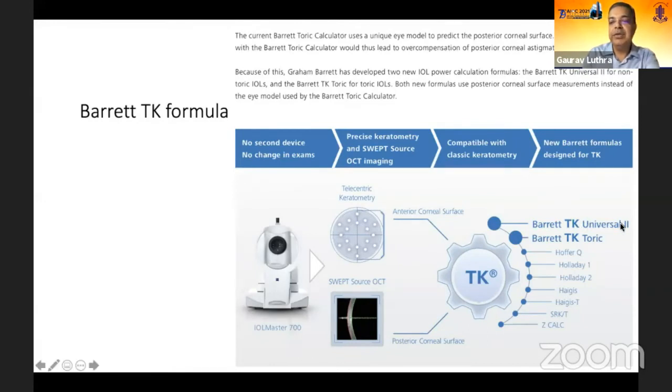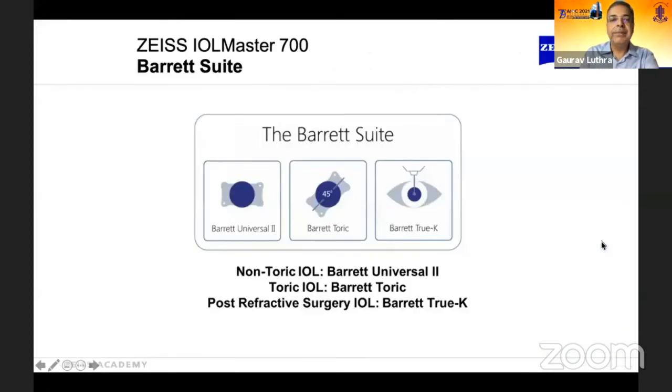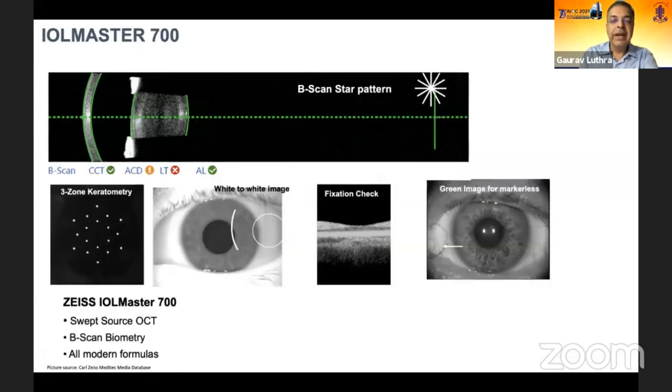The Barrett's TK Universal 2 and the Barrett's TK Toric are being used by several users today. The IOLMaster 700 comes with all the formulas, the Barrett's suite, so it contains all the newer formulas, including the TK formula, which is only on the 700. And it does give you the retina fixation check for the fovea. So it has several frills to it.